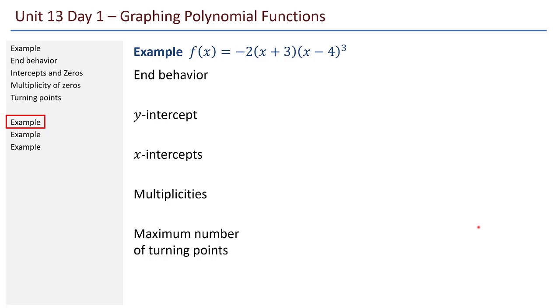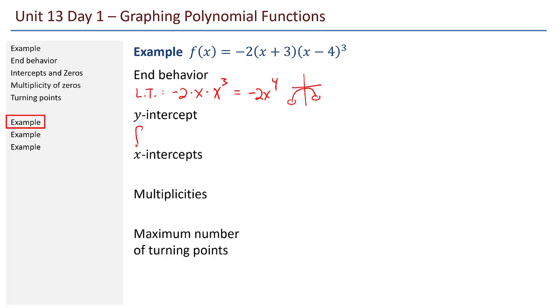All right, let's put all these ideas together with an example and see what we can do to graph the function. f of x equals -2 times x plus 3 times x minus 4 cubed. What is the end behavior? Well, I need to figure out the leading term. That'll be -2 times x cubed times x, and so that is -2x to the 4. So x to the 4 goes up on both sides, but I have a -2 there, so it goes down on both sides.